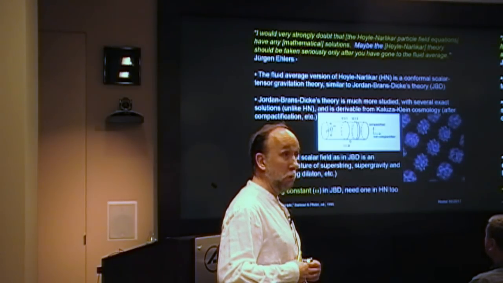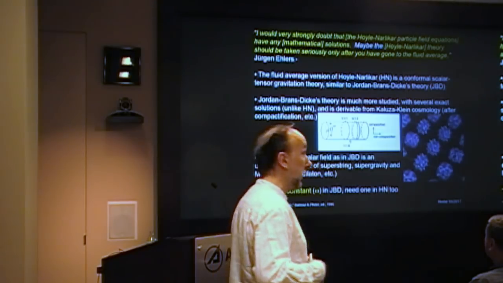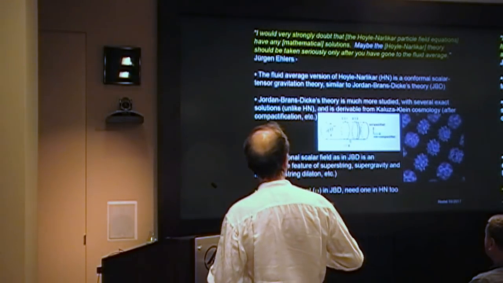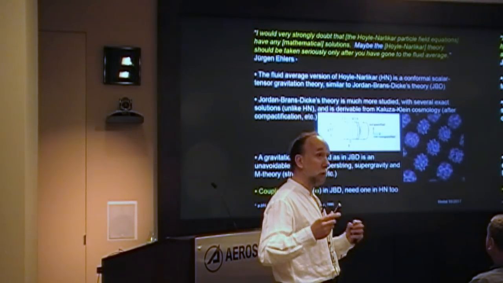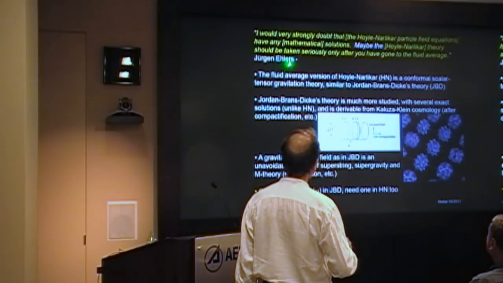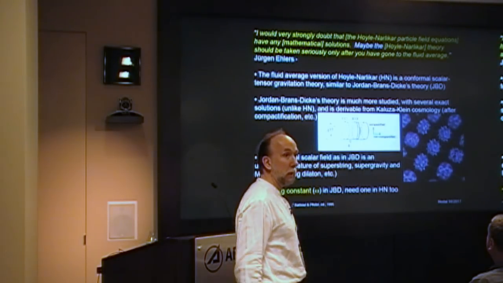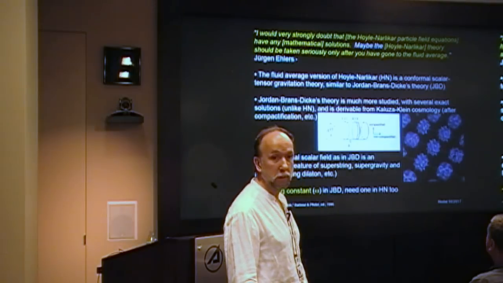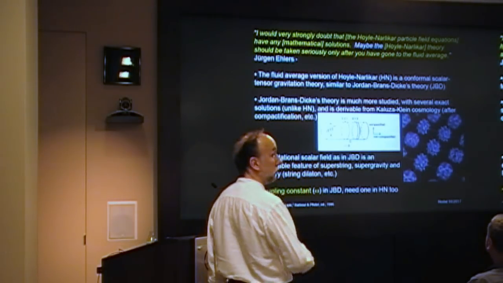And to me, physics is not just posing an equation; it's having solutions to the equation that then match experiments. The only version of Hoyle-Narlikar that has any possible solution is the smooth field, and Jürgen Ehlers very well said, and he told that to Hoyle and Narlikar at the conference in 1995, that maybe the Hoyle-Narlikar theory can only be taken seriously after you have gone to the fluid average.